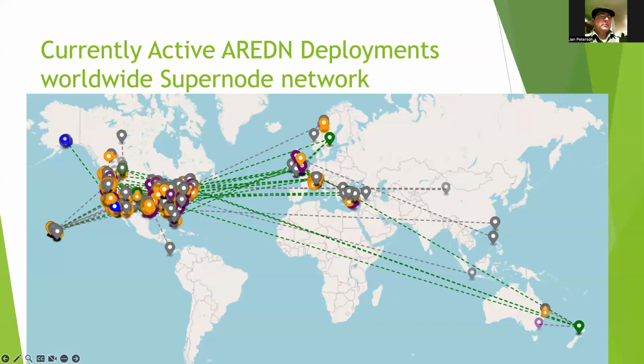But if you think about this network, and when we are finished with the presentation, I'll pull up the live network and we can look at what it actually looks like right now. But yeah, this is just a snapshot that I took earlier today. And if you want to see this, you can go to worldmap.aredenmesh.org and access the full map.